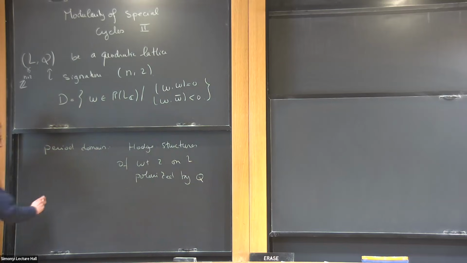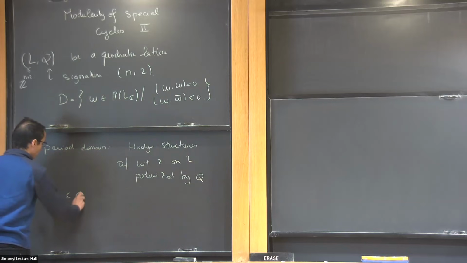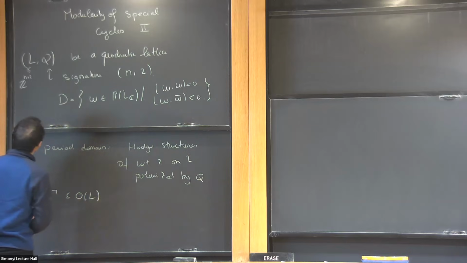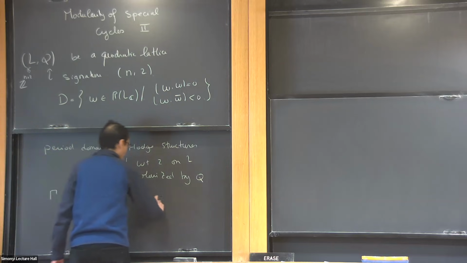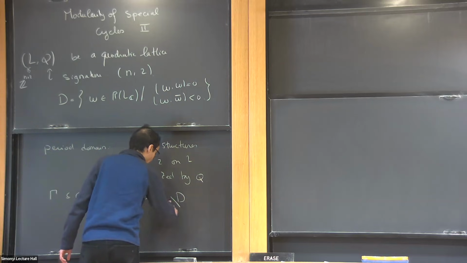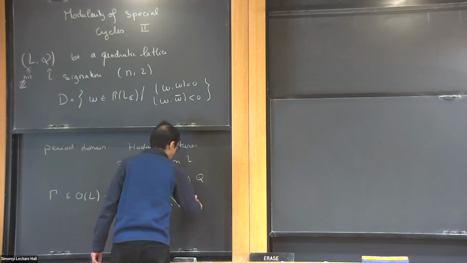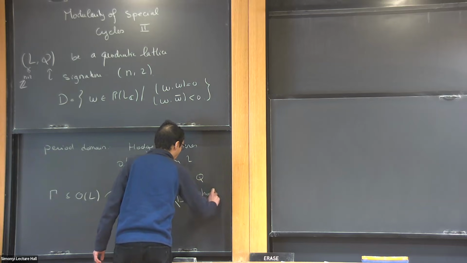Okay, now the choice of a subgroup of the orthogonal group of this quadratic form, so some subgroup that preserves L, will act on this space D, and the quotient is in fact an algebraic variety. It's an orthogonal Shimura variety.